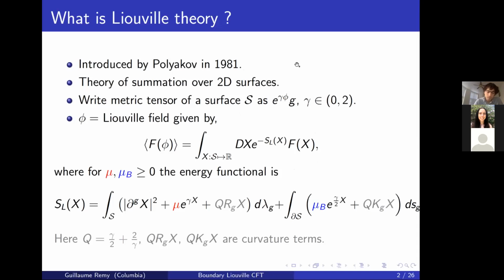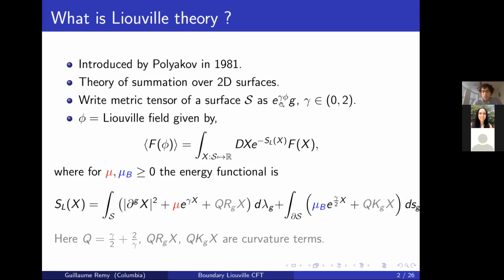And so right, this Liouville theory was introduced first by Polyakov in the 80s in the context of string theory, and he's basically giving you a theory of summation over 2D surfaces. So in a more probabilistic language, he's telling you what a canonical random surface in 2 dimensions should look like.